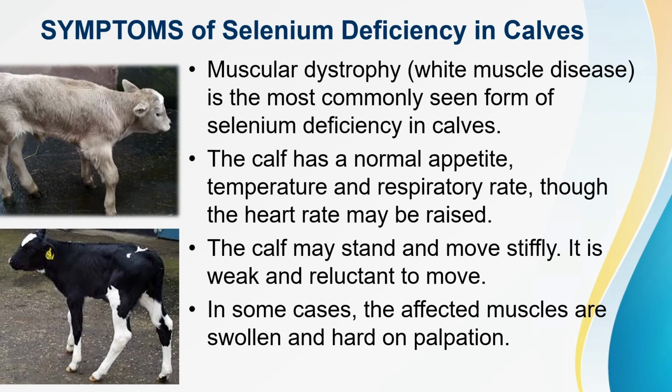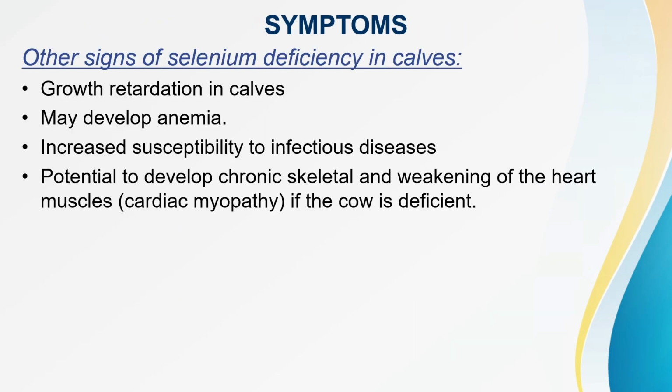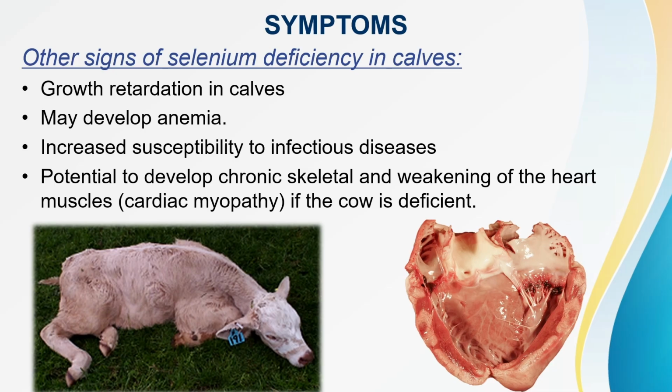The calf may stand and move stiffly. It is weak and reluctant to move. In some cases, the affected muscles are swollen and hard on palpation. Other signs of selenium deficiency in calves: growth retardation. It may develop anemia and increased susceptibility to infectious diseases. There is potential to develop chronic skeletal and weakening of the heart muscles, cardiac myopathy, if the cow is deficient.